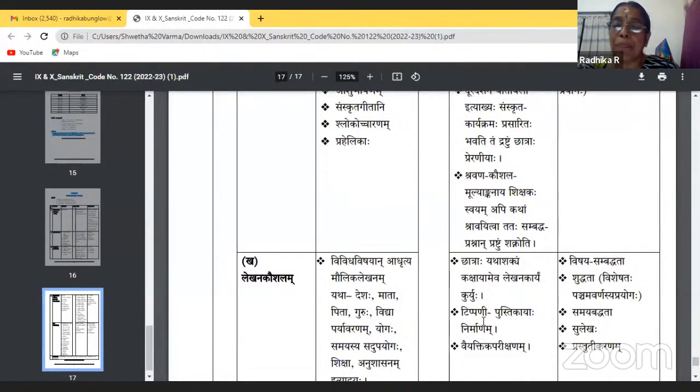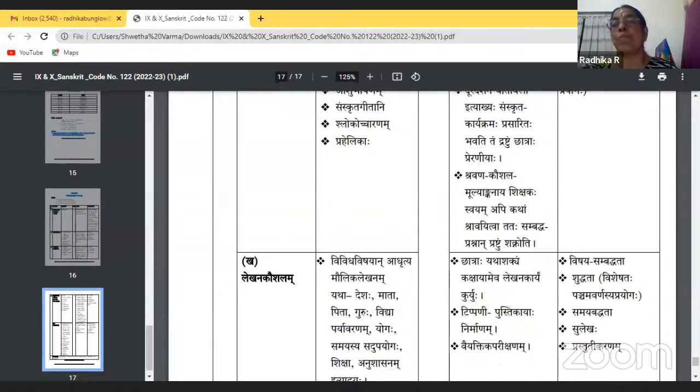Stikayaha Nirmana, Logbook, Vayaktika Parikshana, Vishaya Sambandhada, Shuddhada, that is the criteria for checking. Samayabaddhata, Sulekhaha plus presentation. Make them write any topic. And these are the criteria for checking them and give them marks.